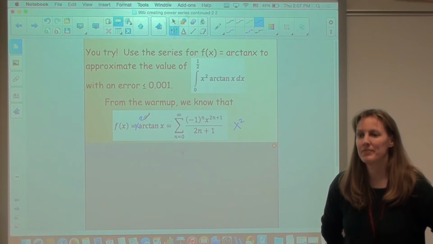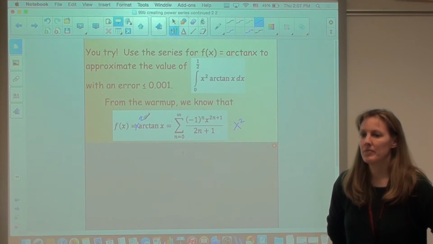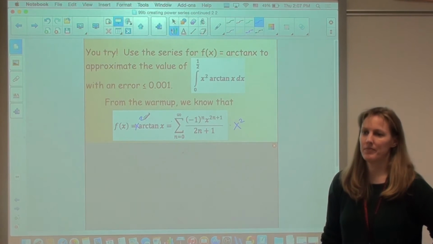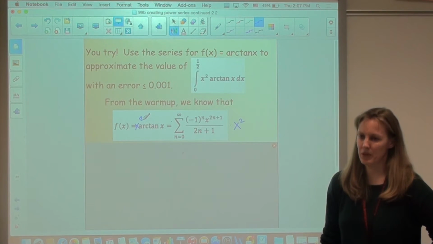Do you put the x squared in the sum, or do you just leave it out? No, I would combine it with this x. So you're supposed to dump it in the sum as well? Yes, it's a part of the sum.